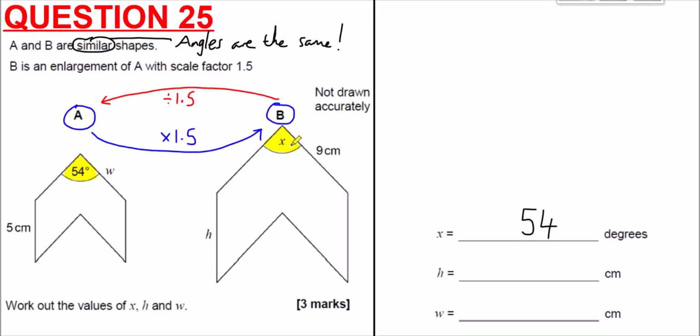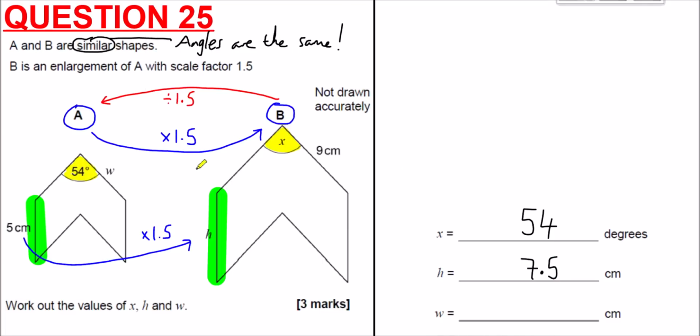We need to work out H as well. So we know 5 on the small shape, H is on the bigger shape. And so this side here on the small shape corresponds to H on the bigger shape. And so to go from the small to the big one, we need to multiply by 1.5. And so H will be 5 times 1.5, which is 7.5 centimeters.